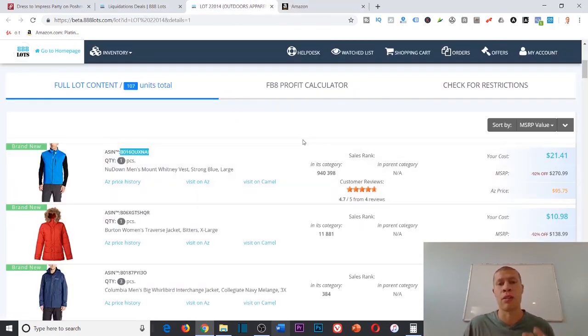But the best way to kind of learn this is literally trial and error. Hop on sites like 888 Lots, start sourcing, use the techniques that I'm about to show you here, and you can find great pallets that you're going to make a lot of money on if you're willing to put in a little bit of the legwork, right?